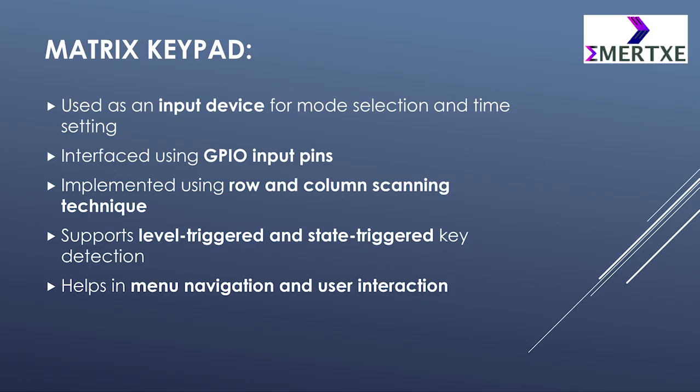Key detection is done using the row column scanning technique. When a key is pressed, the corresponding row and column are identified. It supports level triggered key detection. It also supports state triggered key detection. The keypad makes menu navigation simple and efficient. Overall, it improves user interaction and control in the system.